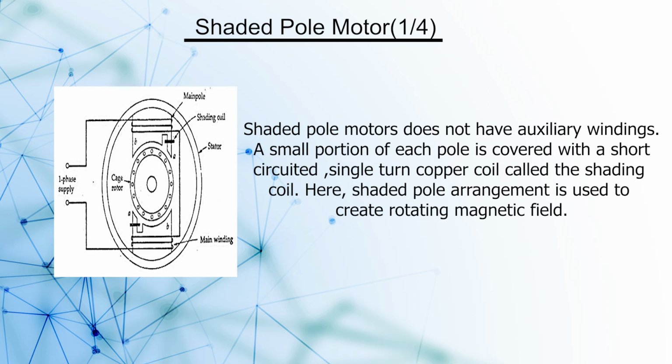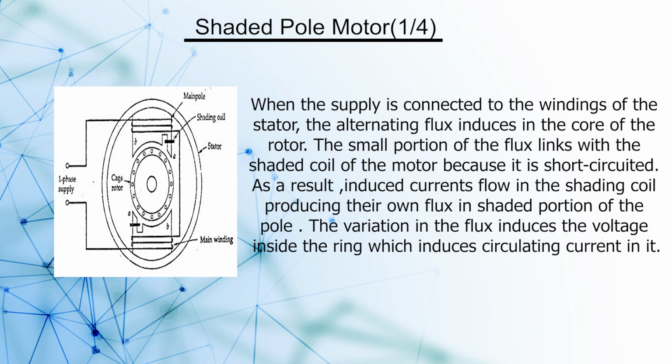Here the shaded pole arrangement is used to create the rotating magnetic field. So, when the supply is connected to the windings of the stator, an alternating flux is induced in the core. A small portion of the flux links with the shading coil of the motor because it is short circuited. As a result, induced current flows in the shading coil, producing its own flux in the shaded portion of a pole. The variation in the flux induces a voltage inside the ring, which induces the circulating current.